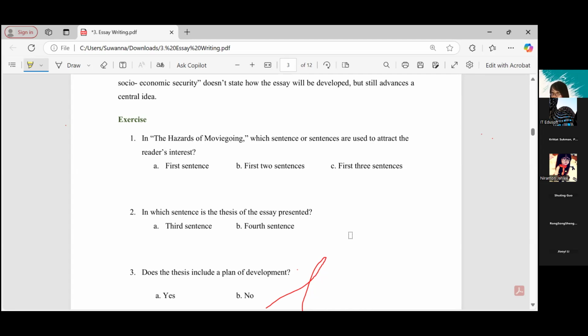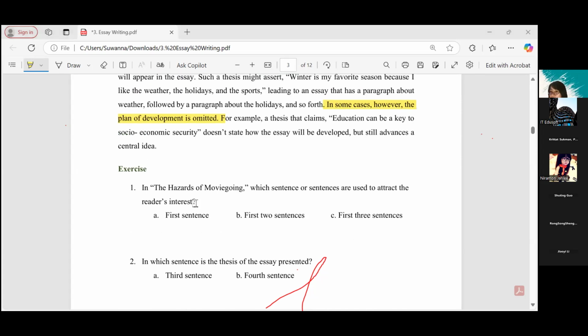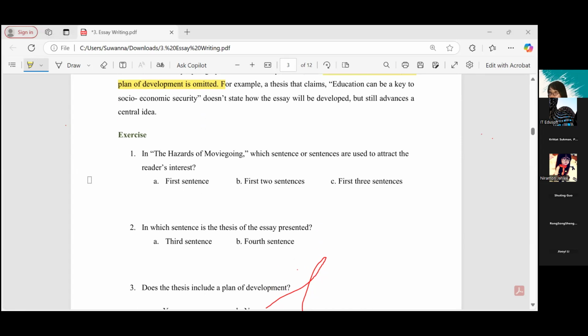Okay, wow. We have some answers over here. Very good. Okay, let's take a look. In this exercise, the first question asks you, in "The Hazards of Movie Going," which sentence or sentences are used to attract the reader's interest? Some of you claim A, right? Yeah, B. Okay, A. Right. Let's see.